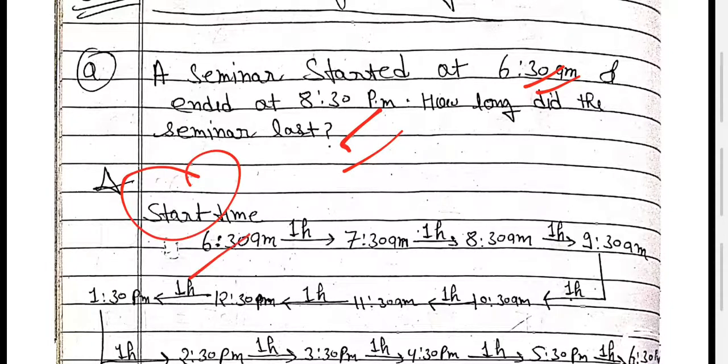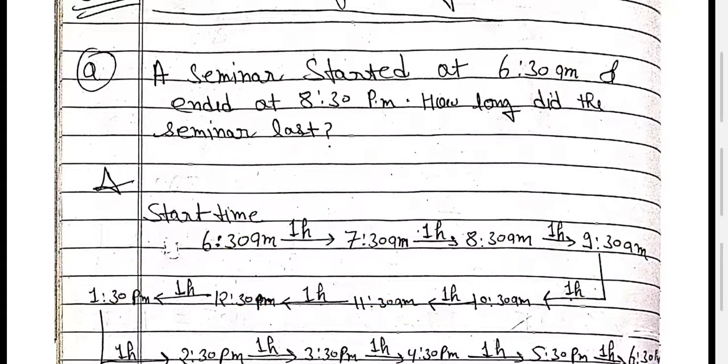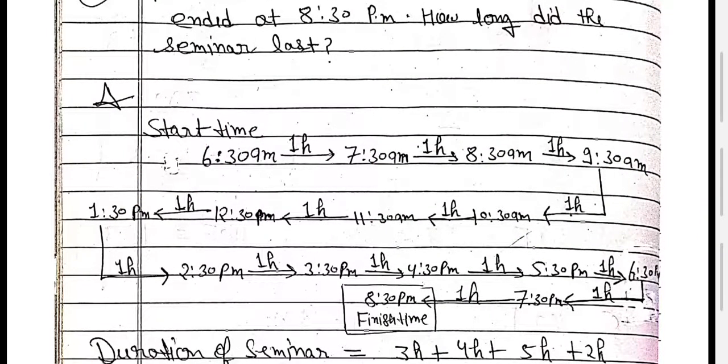Okay, the start time is 6:30 a.m. So after 1 hour it becomes 7:30 a.m. Then after 1 hour it becomes 8:30 a.m., then 9:30 a.m., then 10:30 a.m. Then after 1 hour 11:30, then 12:30, and then 1:30. After 1 hour it becomes 2:30, then 3:30, then 4:30, then 5:30, and then after 1 hour it becomes 6:30. Then after 1 hour it becomes 7:30, and after 1 hour it becomes 8:30.